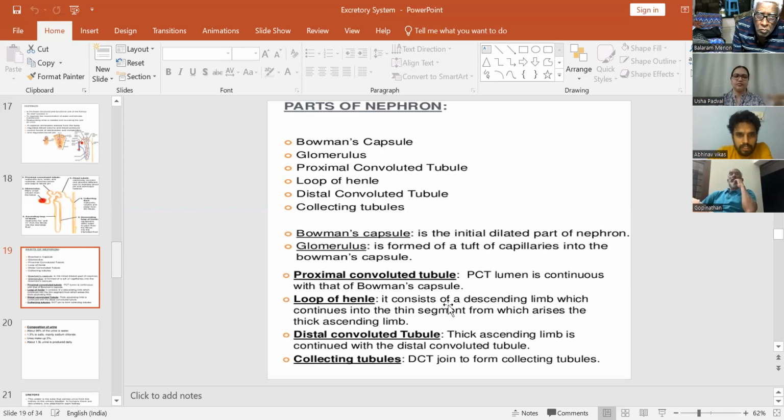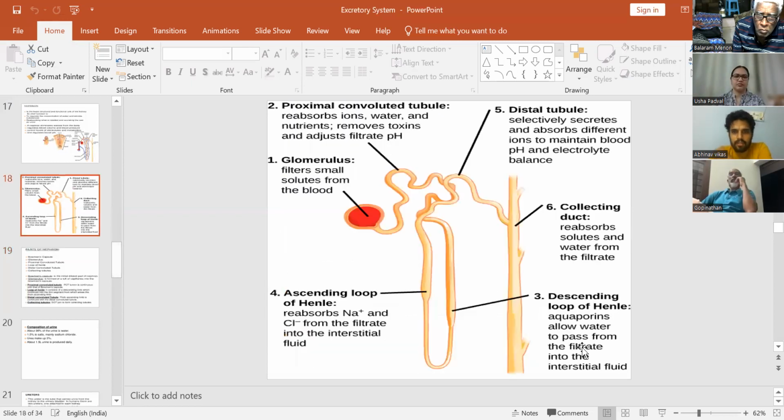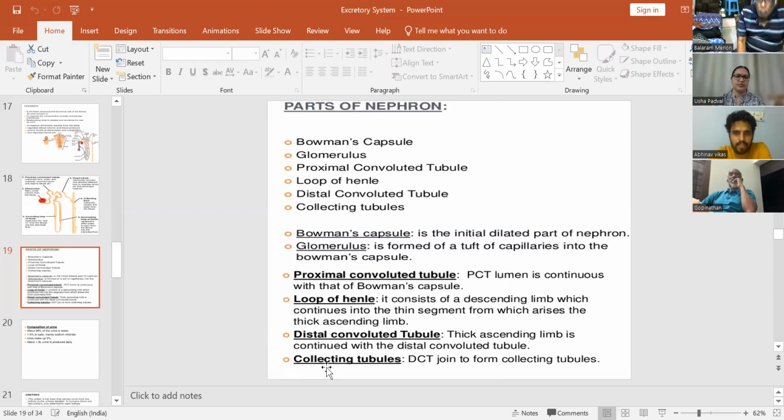The loop of Henle consists of a descending limb and an ascending limb. See, the loop of Henle descending means it becomes narrow. Ascending means it becomes wider. The collecting tube joins from the collecting tubule. Whatever is coming from one nephron is collected in the collecting tubule.